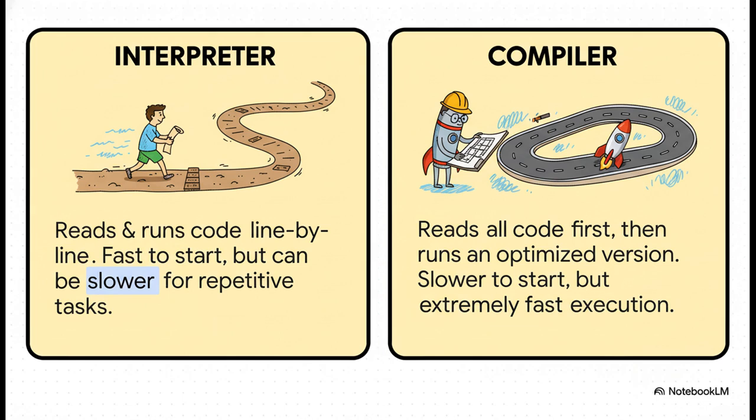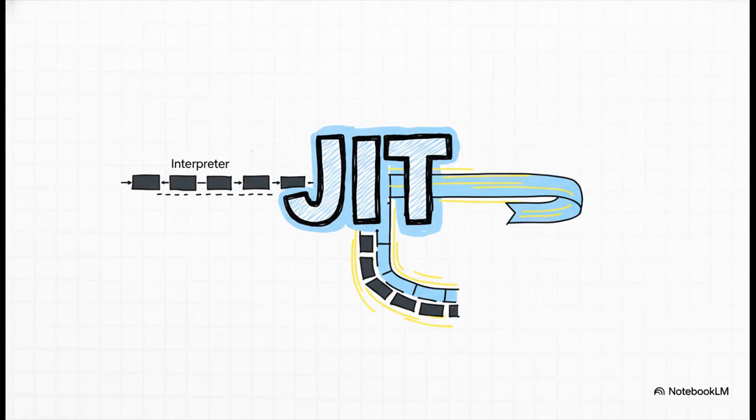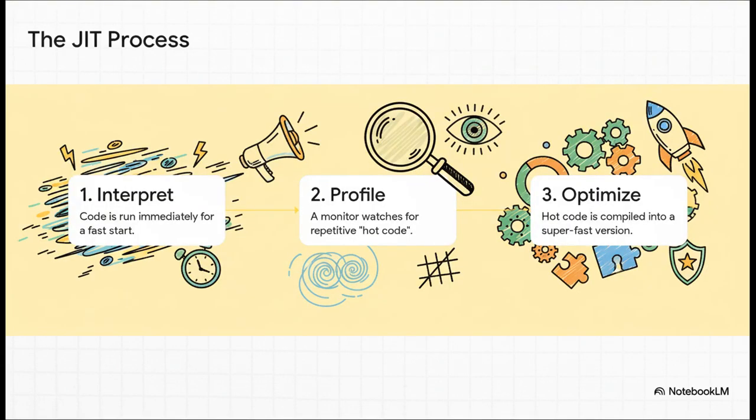So, which path does JavaScript take? Well, the brilliant answer is, it takes both. Modern JavaScript engines are really smart about this. They don't make you choose. Instead, they use this amazing hybrid approach called just-in-time compilation, or JIT for short, to get the best of both worlds. Okay, so here's how that magic works, broken down.